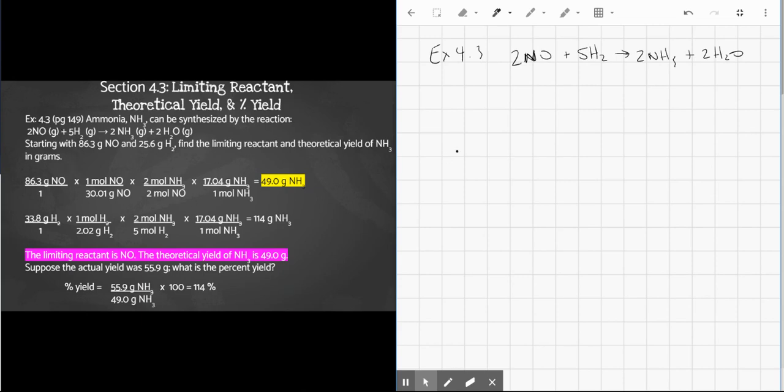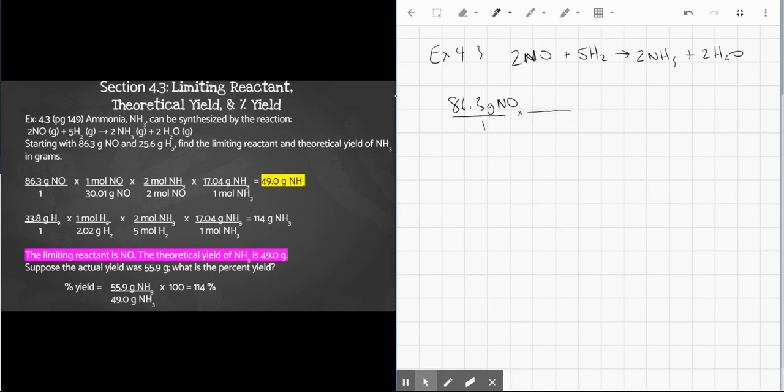All right, so we have 2 given values. We have our 86.3 grams of NO, so that's 1 given, and 25.6 grams of H2, that's 2 givens, and we're asked to find the limiting reactant. So we have 2 stoichiometry problems to do. We're going to change it from grams of NO to grams of our product, which we're worrying about the ammonia in this problem, because it says theoretical yield of NH3. And we're going to go from grams of hydrogen to grams of ammonia. Okay? So we always start by writing our given value, which is 86.3 grams of NO. We're going to put that over 1.